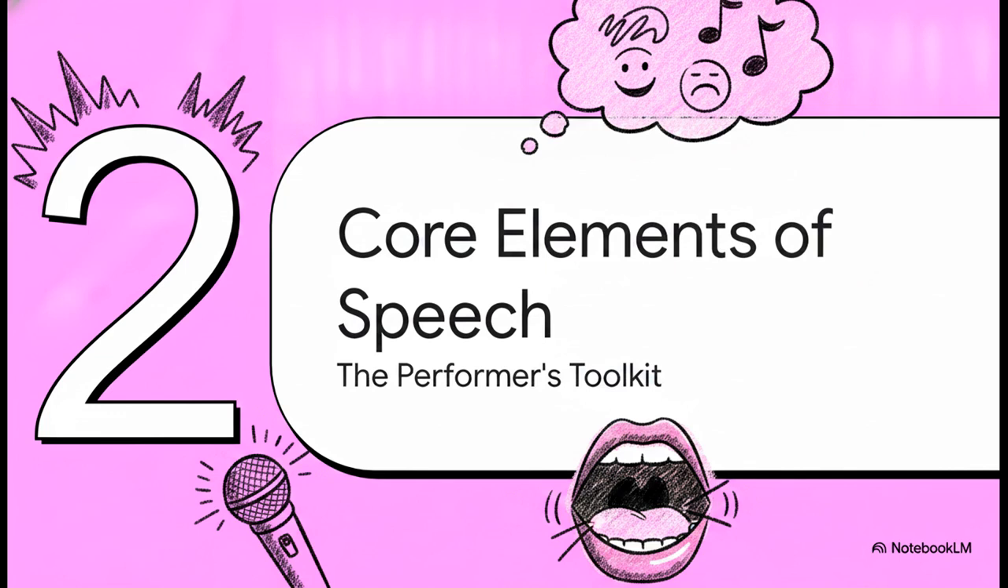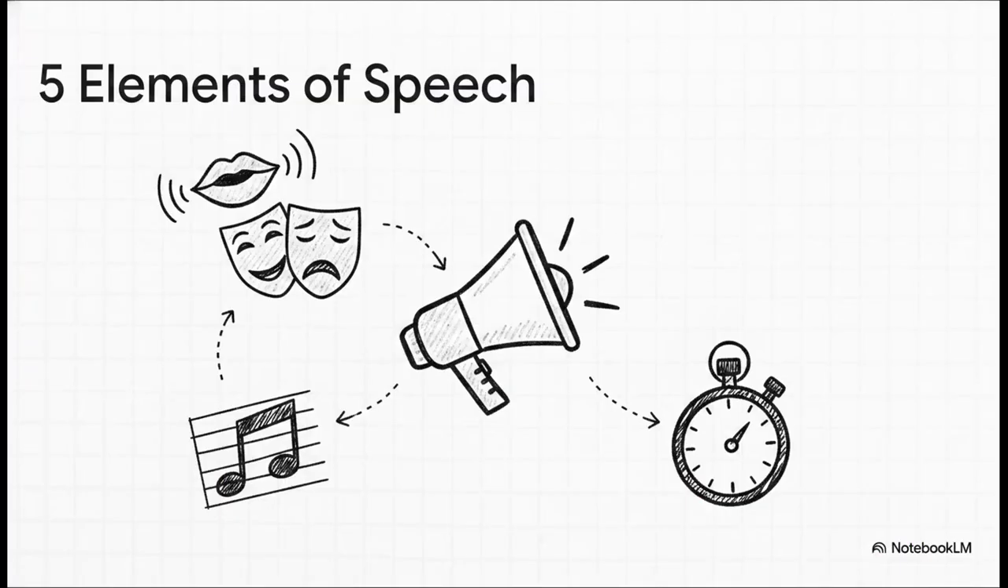Moving on to Section 2, core elements of speech. Let's open up the performer's toolkit. How exactly do actors mold their voices to create these amazing effects? Well, there are 5 essential tools here. First up is pronunciation. Think about it. If I mumble all my words together like this and you can't quite catch what I'm saying, the story is instantly lost. Crisp, clear pronunciation ensures the audience follows every single word.